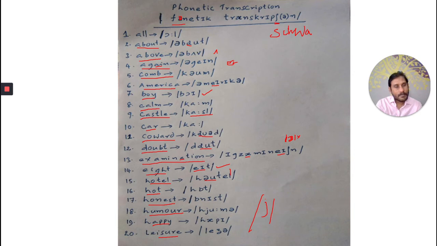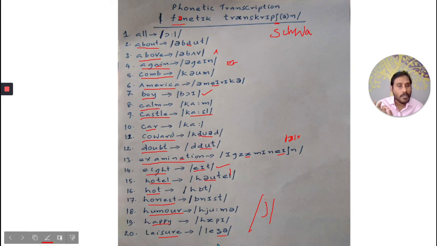LEISURE. We have a leisure class now. I have so much leisure time during the Corona pandemic. Is it leisure? Or is there any correct pronunciation? You can easily calculate. Small z is ja. Capital Z is za, like in January.